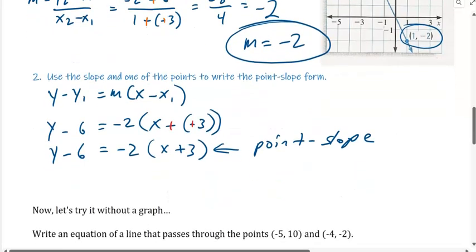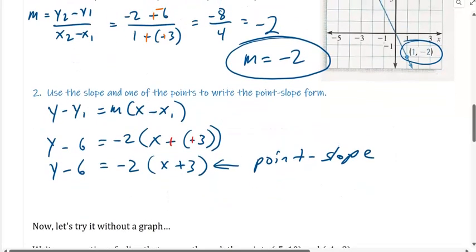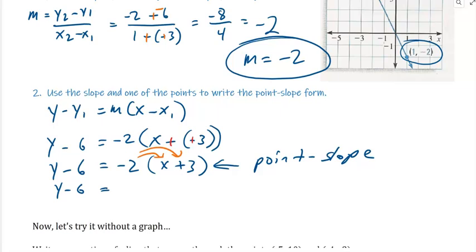Now, what we can do if we want to, we could actually convert this into slope-intercept, which would be cool. That means we would just have to do some algebra here. So this would still be y minus 6. -2 times x is -2x, and -2 times +3 is -6.